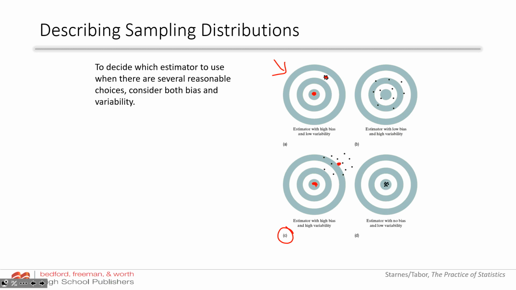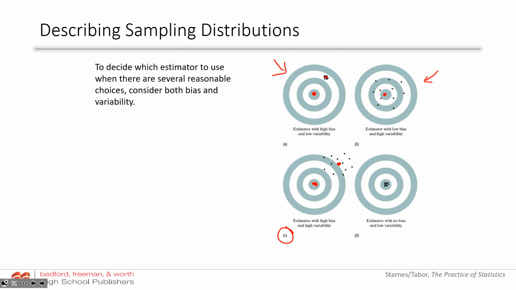And then up at the top right, now all these sample values are centered around the center of the target, aren't they? So if it's centered around the population value, we don't have a whole lot of bias, but they're inconsistent. They're all over the place. So we have a lot of variability. So low bias, high variability.